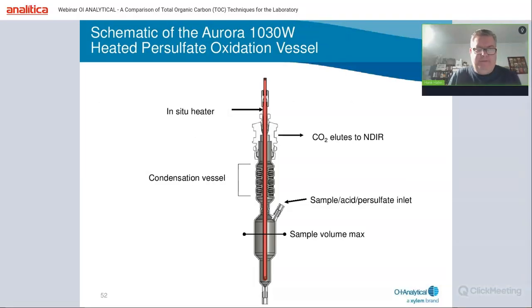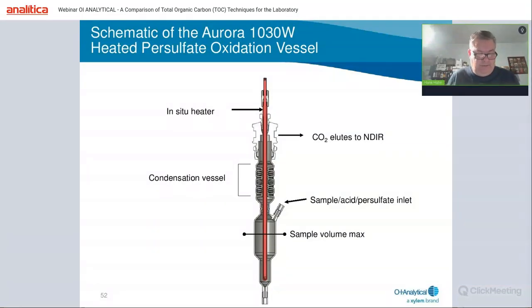This is a schematic of the reaction vessel and heater assembly that we utilize on our 1030W wet oxidation TOC analyzer. The heater element at the end of the heater assembly is submerged in the sample. The sample, acid, and persulfate enter through a side port from the syringe and multi-port valve. And then after reaction, water is removed by the condensation vessel portion of the reaction vessel.